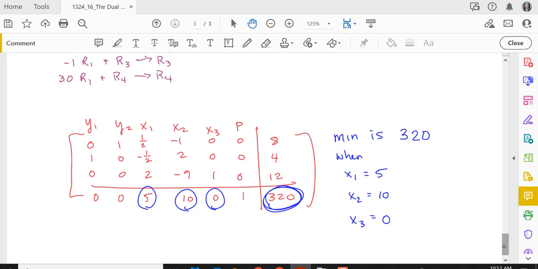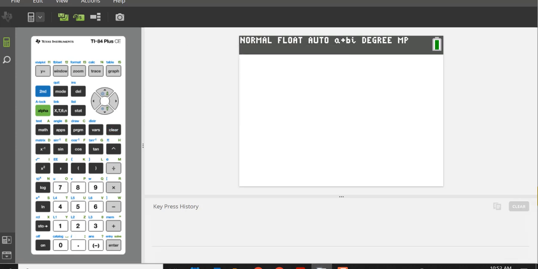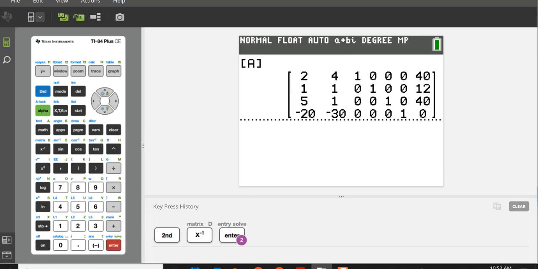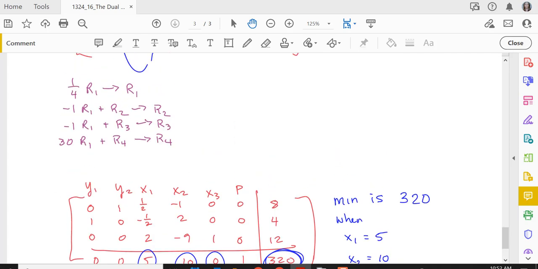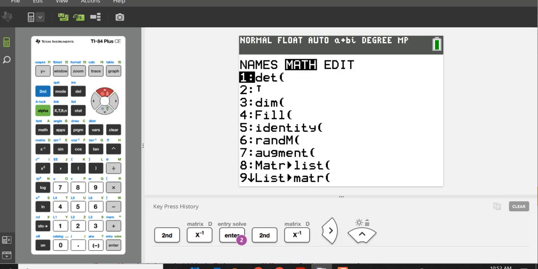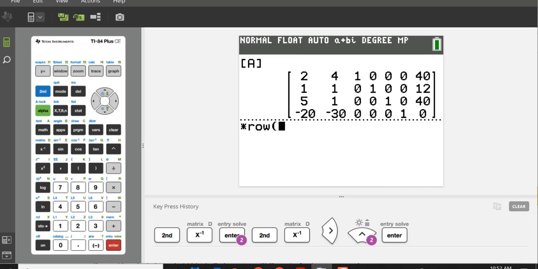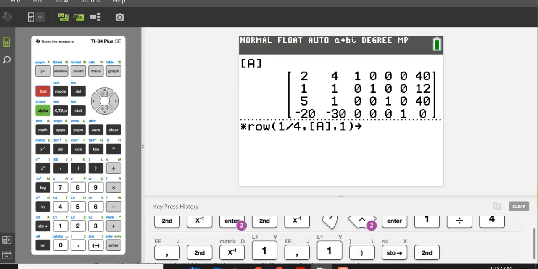All right. Had you done the row operations on matrix A, so just to show you, matrix A, do you remember the row operations? There were 4 of them, right? These 4 here. I'm going to go type those in. Just watch. Math, multiply a row by 1/4 in matrix A, row 1. Store that as matrix B.